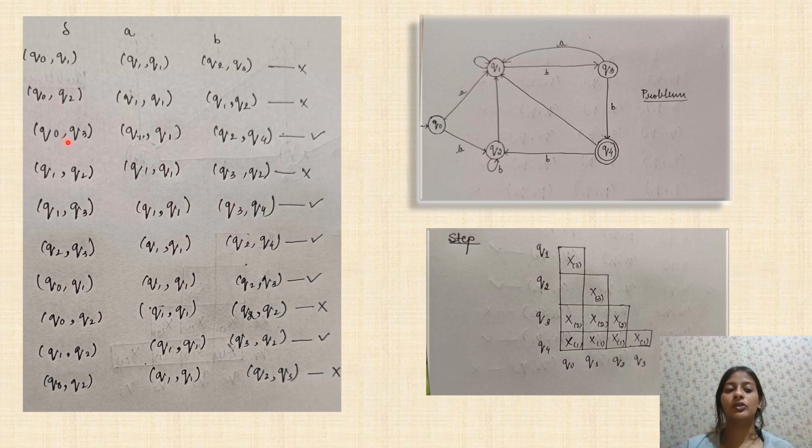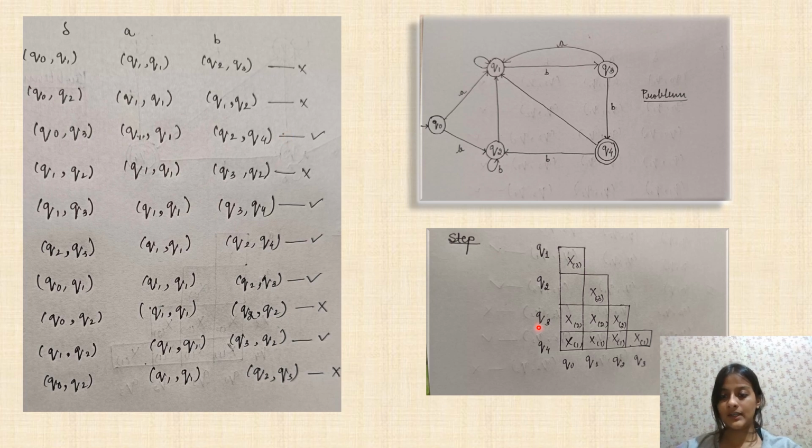Now we'll be moving to Q0 and Q3. The same way we'll be checking for Q0. Q0 at A is going to Q1, and Q3 at A is going to Q1. Duplex we cannot check. We'll be moving forward to the B transition. Q0 at B is going to Q2, so we have Q2 written over here. Q3 at B, where is it going? We can see it is going to Q4. So the pair will be Q2 and Q4.